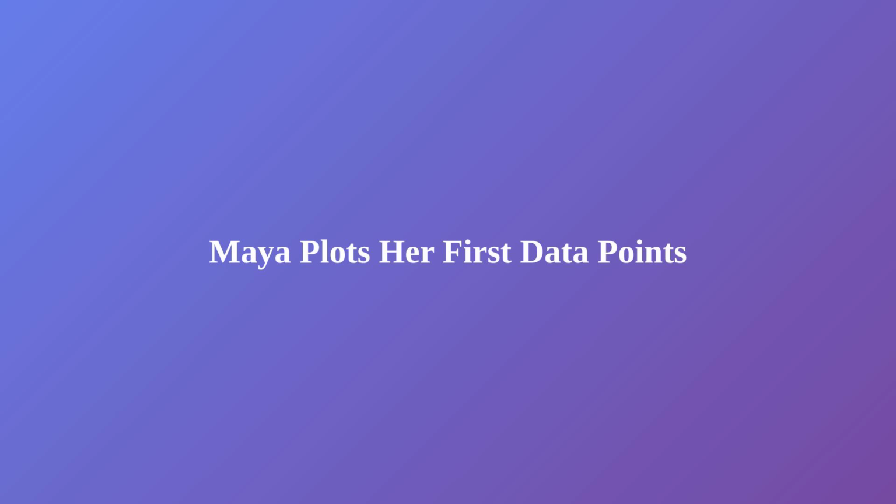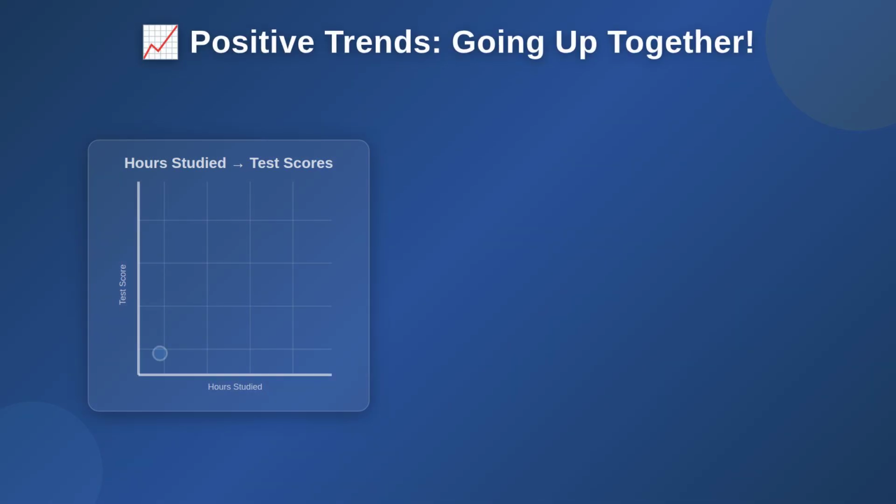Maya starts plotting her data. Student A studied 2 hours and scored 60, so she places a dot at the coordinate 2, 60. Student B studied 4 hours and scored 75. Dot goes at 4, 75. Student C, 6 hours, score 88. Dot at 6, 88. And student D, 8 hours, score 95. Dot at 8, 95. Maya steps back and looks at her 4 dots. She notices something. They seem to go up as you move right. Something interesting is happening here.